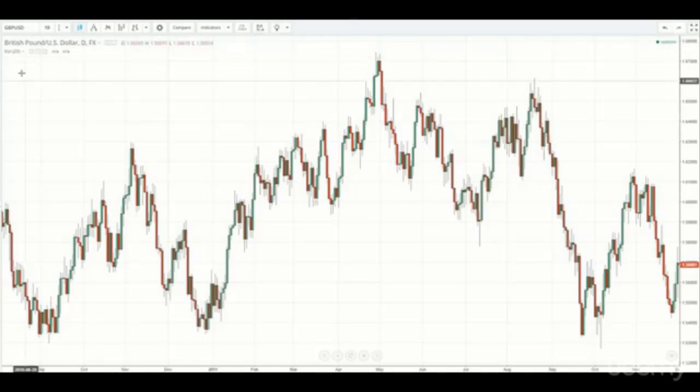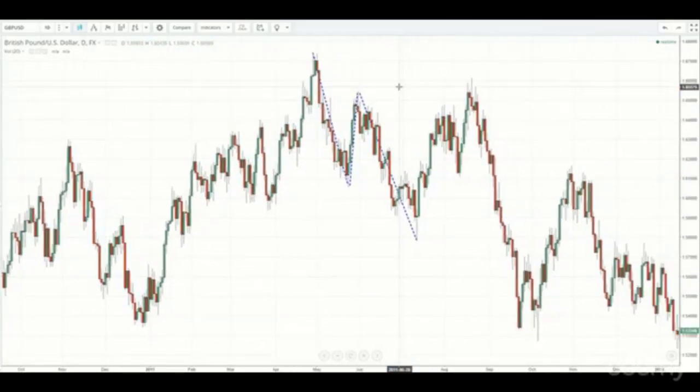Okay, so the ABCD pattern we are looking at is from the high right in the middle. We have a swing high to swing low, put in a little retracement here, and then another move down all the way to here. Now as you keep working with this, you're going to find that nothing is perfect. So we try to find the best representation of price and time.